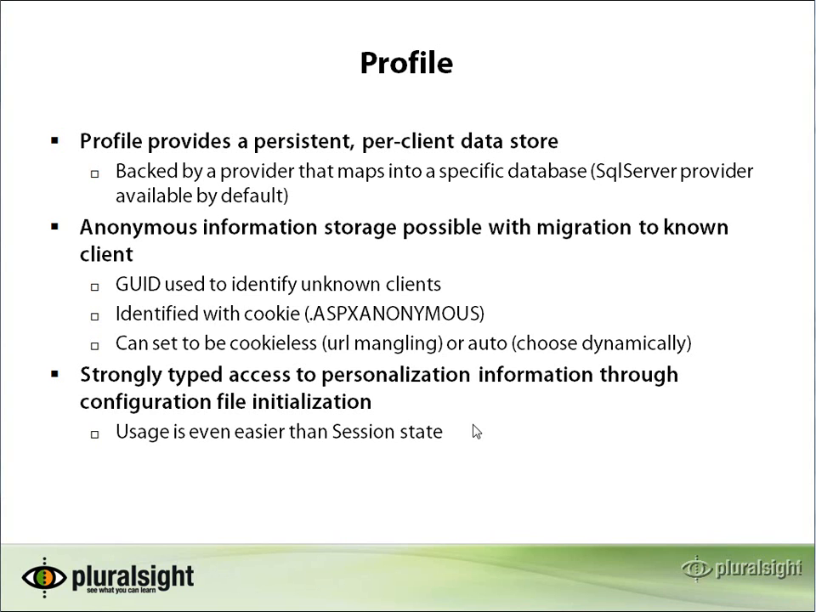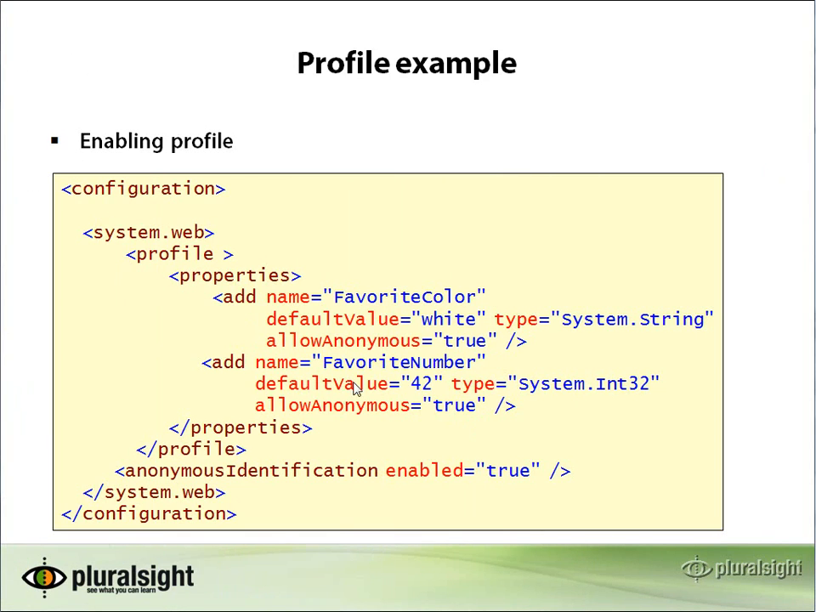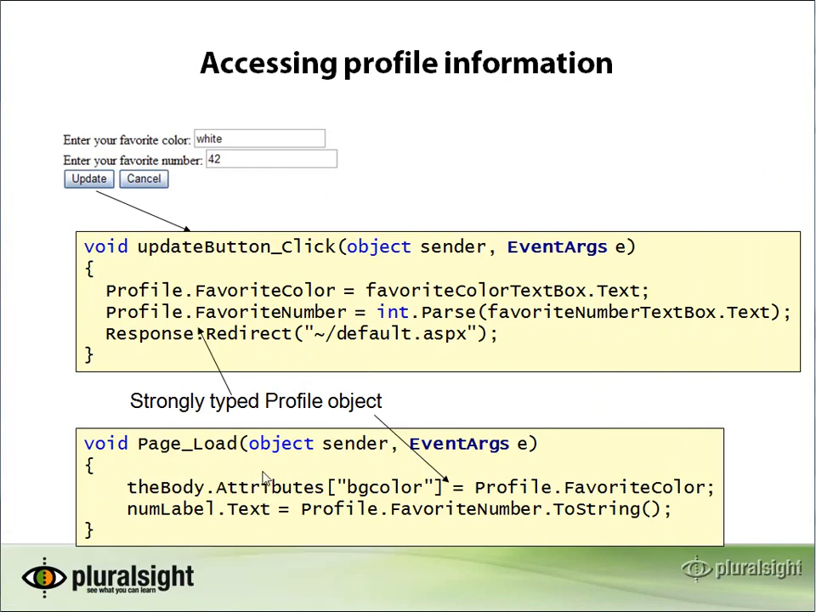Okay, so that's the basics of using profile. Setting up the property definitions, setting up the strong types, enabling anonymous identification. And the reason we had strong typing, by the way, is inside of your page class, ASP.NET will generate this strongly typed profile object based on your configuration file entries. And that's why we were able to say profile.color and profile.name without having to do any casting back and forth. The casting was done implicitly for us by the strongly typed profile object.